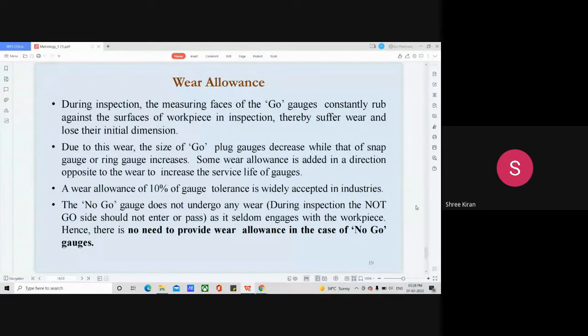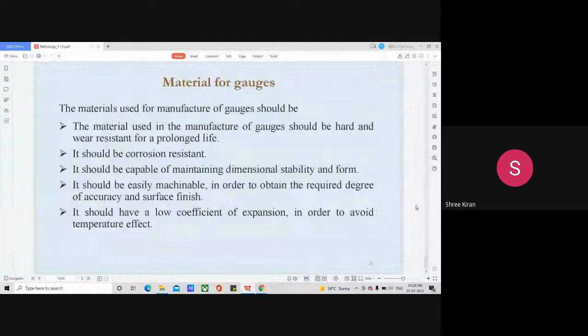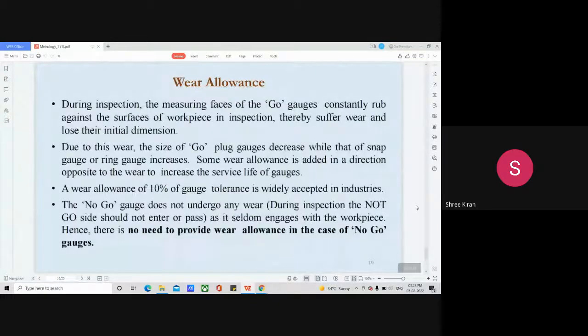So these are the cases of the wear allowance, and these are the materials for the gauges. Here, in the case of wear elements, these are the main aspects where we have various types of gauges. In this case, it is economically impractical to manufacture gauges to their exact size or dimension.